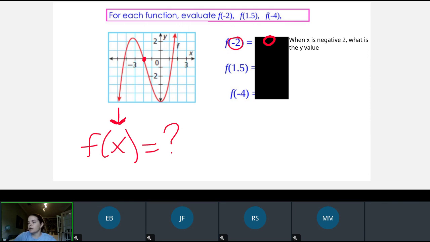The next one means when x is 1.5, what is the y value? So when x is 1.5, I'm going to come over here. This would be 1, this would be 2, so somewhere in between. We go over, what is that y value? It would be 1.